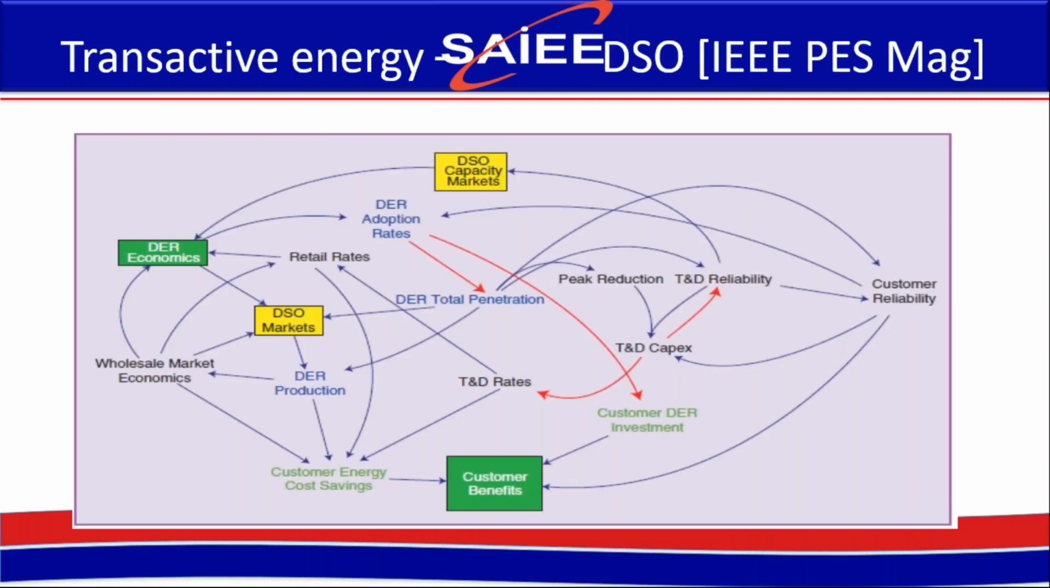So this is a picture. If you look, if you have a DSO, the DSO is at the center of everything. So everything must go through basically the DSO. And one thing that we want to make sure of is that customers are able to transact among themselves without interference from the DSO.